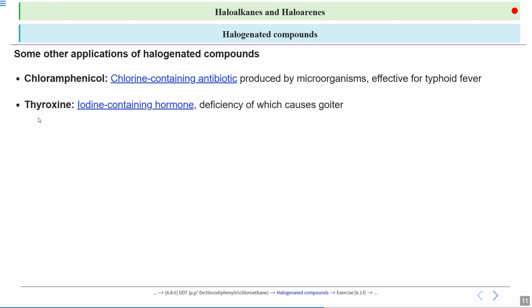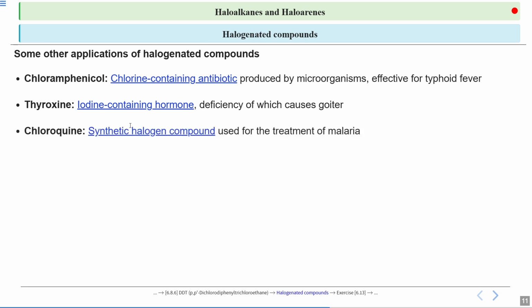The next halogenated compound is thyroxine. Thyroxine is an iodine containing hormone. It has the presence of iodine, and deficiency of this hormone, thyroxine, causes the disease goiter in human beings.